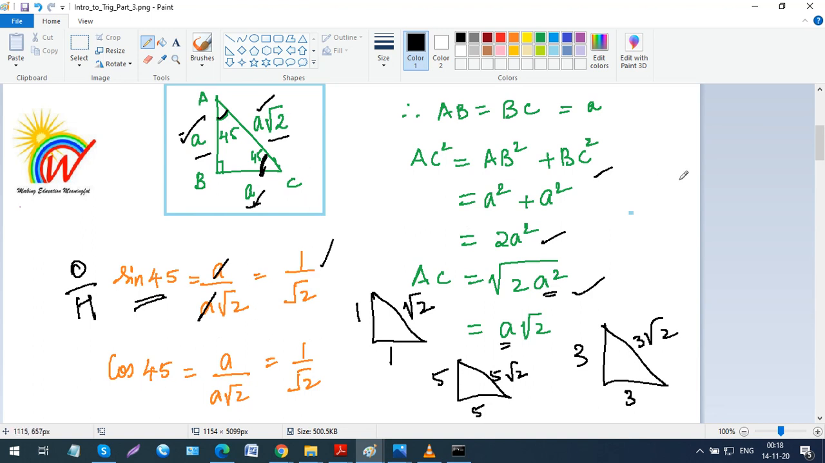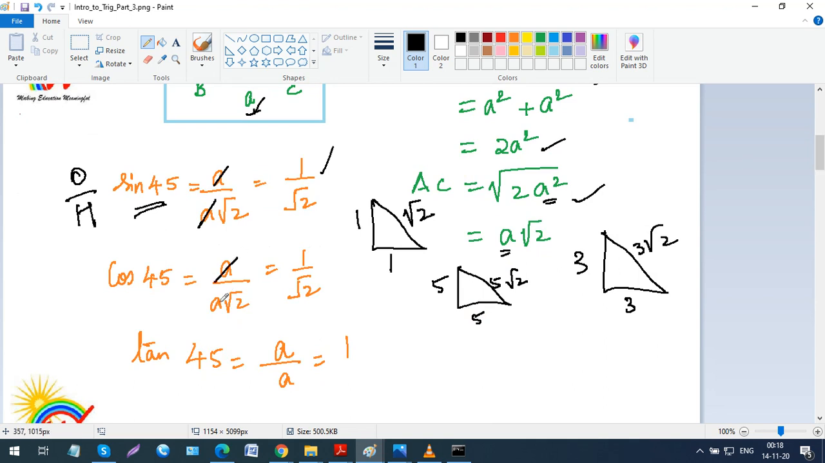So again you get A over A root 2, where A gets cancelled and you get 1 over root 2. So for 45 degrees, sine 45 and cos 45 are the same. Now let's find out tan 45. Tan 45 is opposite over adjacent. Opposite is A, adjacent is also A. So A gets cancelled and you get simply 1.